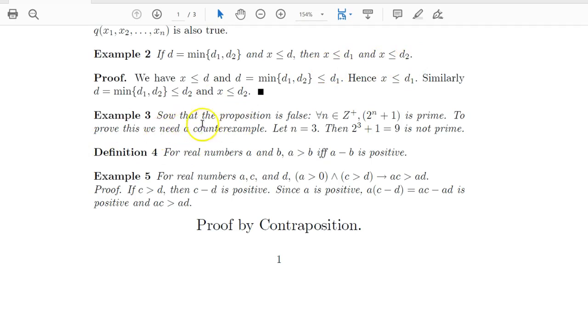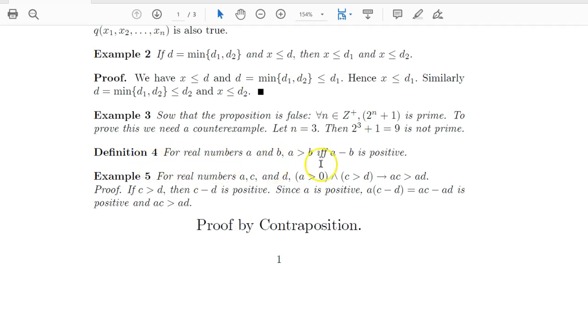The next example. Show that the following proposition is false. For any n in Z plus, which is the set of all positive integers, 2 to the power n plus 1 is prime. To show that this is false, we need to find at least one positive integer for which this number is not prime. This is called a counterexample. And we have a counterexample if we select n to be 3. Then 2 cubed plus 1 is 9, and 9 is not prime.